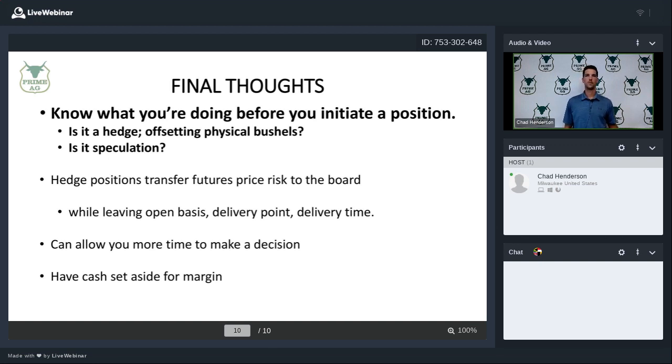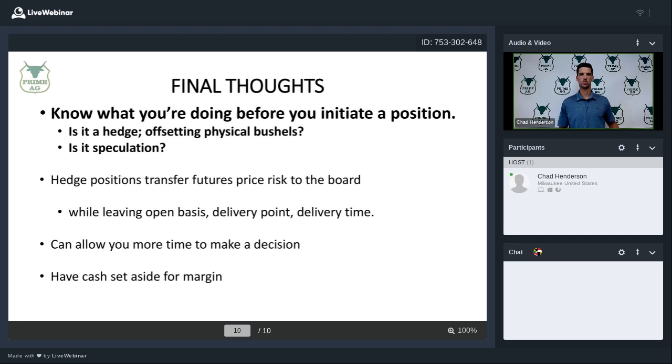Okay. Some benefits of these hedge positions, again, they transfer futures price risk to the board, and that can give you some flexibility in that you can leave basis open. See if you can get an improvement. You can choose your delivery point. You don't have to commit to a certain elevator. Same thing with the delivery time. Maybe you want to deliver in October, or maybe you want to wait till November. Whatever's convenient for you. Using the board gives you that flexibility.